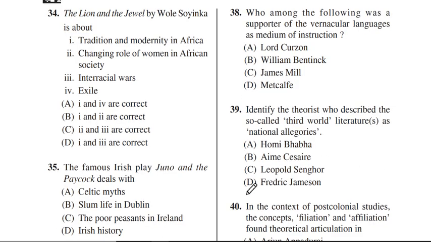Next, question number 34. The Lion and the Jewel by Wole Soyinka is about... So question number 34 and the correct answer is B. 1 and 2 are correct. Tradition and modernity in Africa. Changing role of women in African society. 1 and 2 are correct.